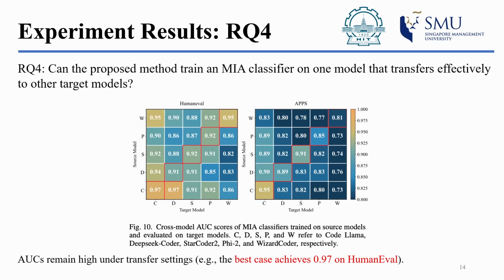On RQ4, we train the MIA classifier on one open source model and directly apply it to a different target model without retraining. Transfer AUCs remain high. The best case achieves 0.97. This indicates the perturbation-induced features are largely transferable.